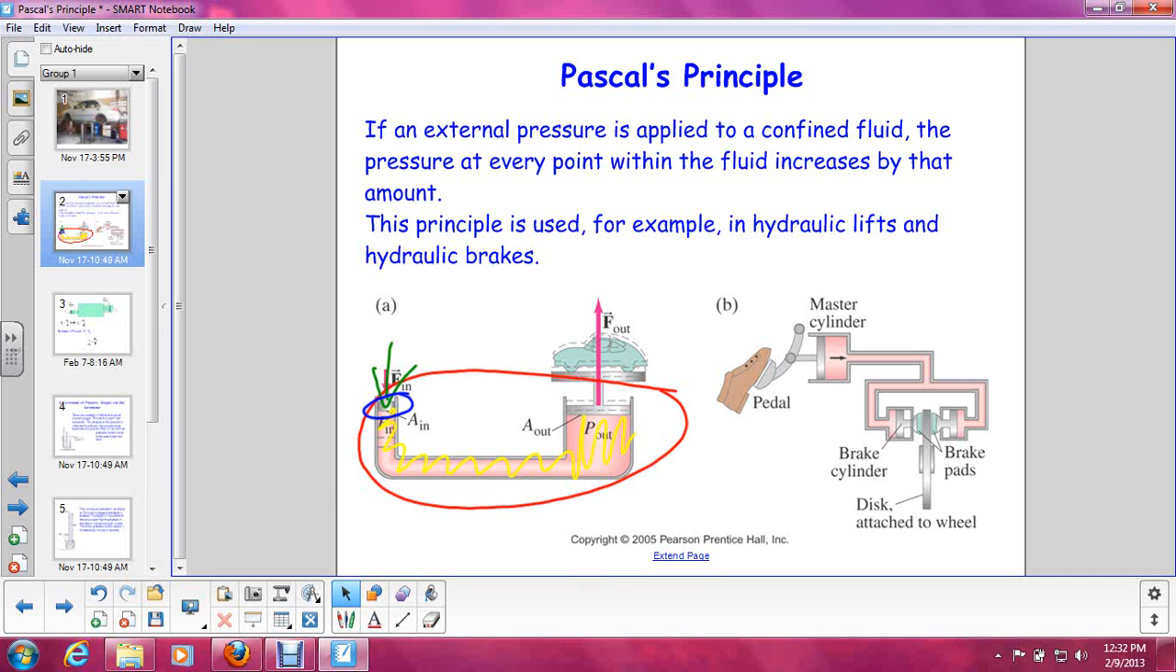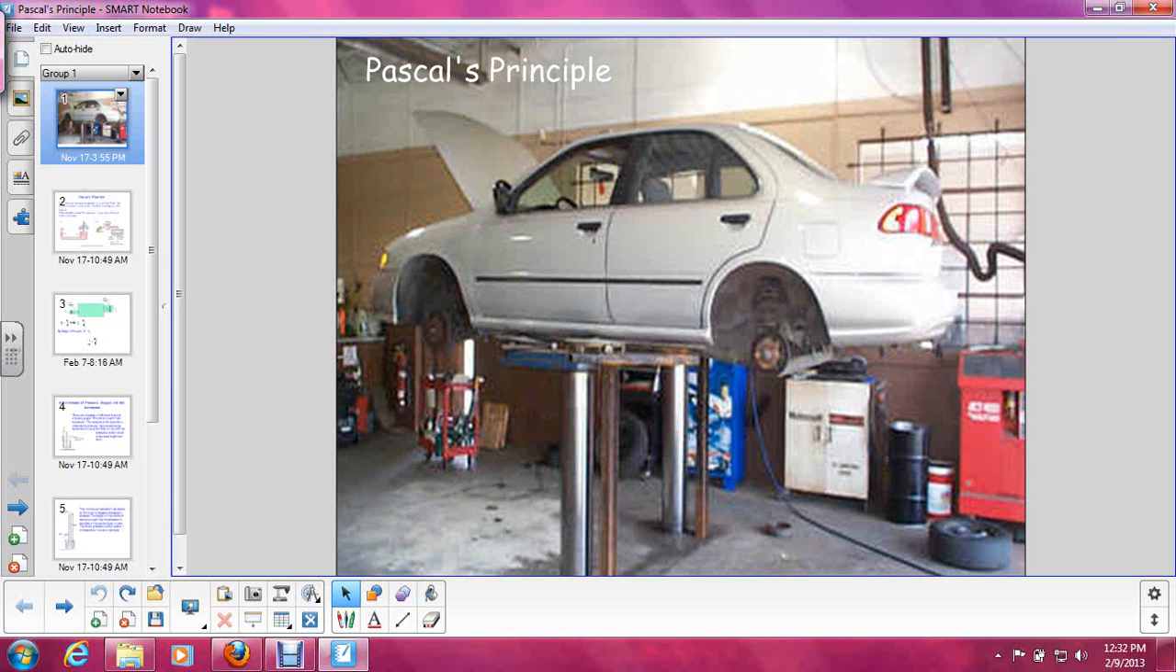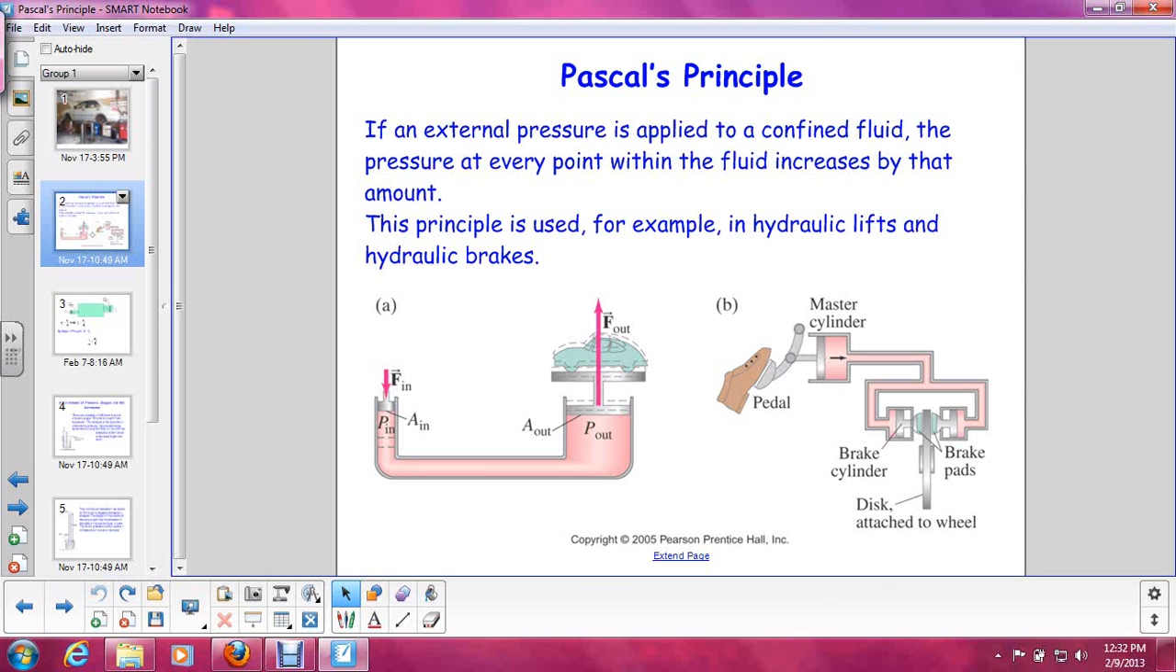And this is a principle used for hydraulic lifts. Anytime you go and get your car fixed, they have to lift the car up off the ground to get underneath it. That is how this works. They apply a force on one end, and because that increases the pressure everywhere in the fluid, that will output a force under your car.